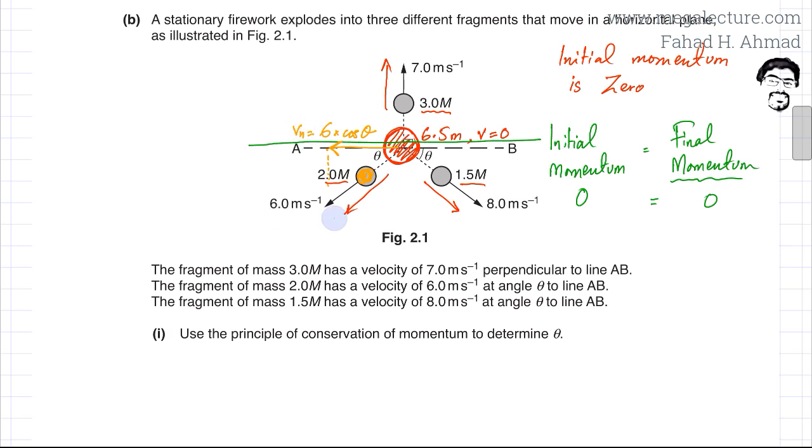So the particle's horizontal momentum component is mass times velocity. The mass is 2m, multiplied by the horizontal velocity component, so it's going to be 2m times 6 cos theta.